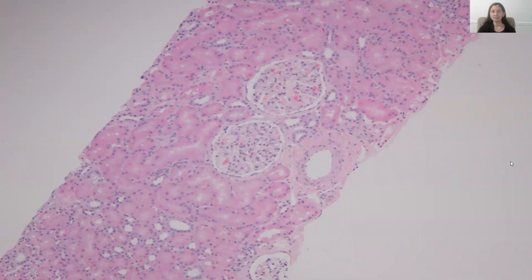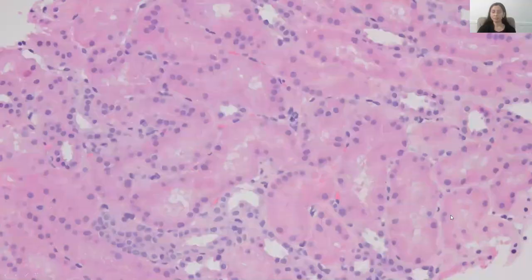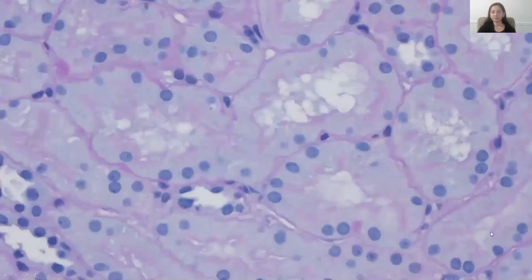We don't see any significant inflammation or scarring. That was low power. Now this is a more high power view, but we basically see the same thing. The tubules look quite good. They're back to back. There's no significant inflammation. There's no tubulitis or peritubular capillaritis. You see the same thing here.